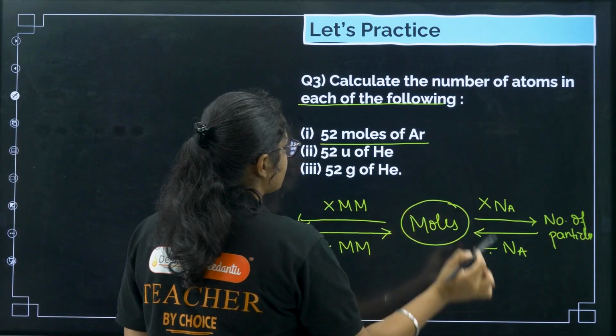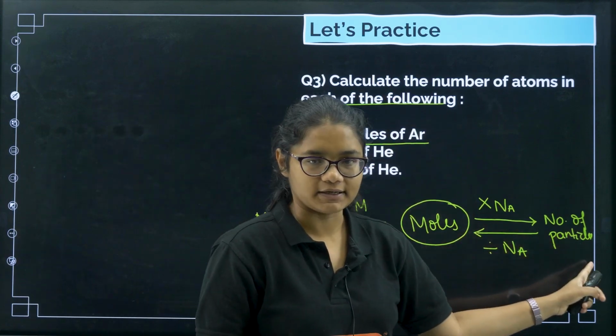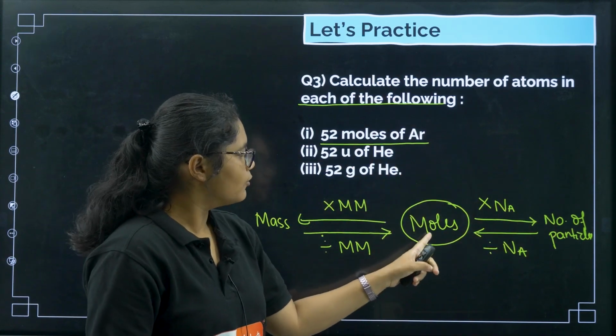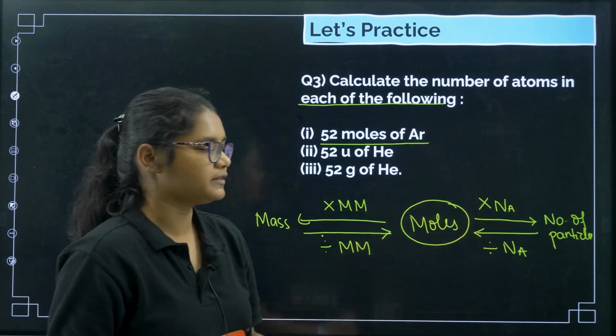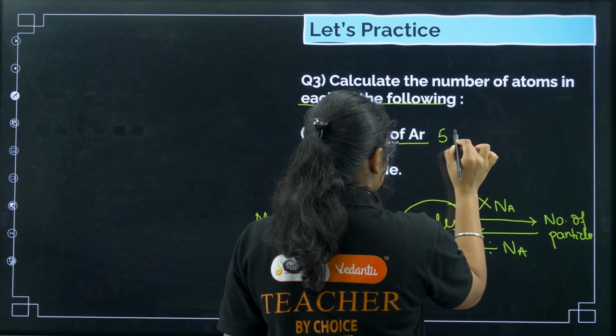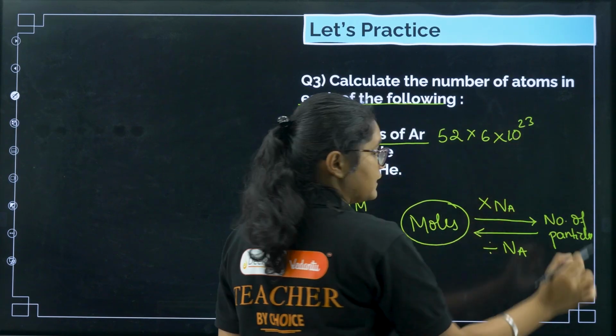52 moles of argon is there. You need to calculate the number of atoms. You need to calculate the number of particles. And what is given to you? Moles. 52 moles are given. So moles to particles, simply what you need to do? Multiply with the Avogadro number. So the calculation part you can do: 52 into Avogadro number, 6 into 10 to the power of 23.